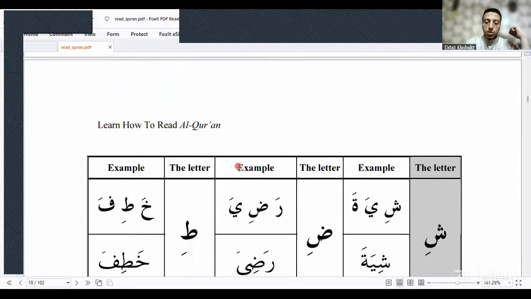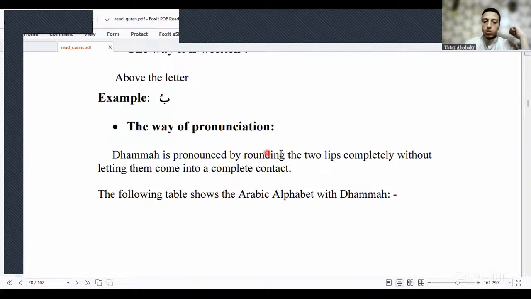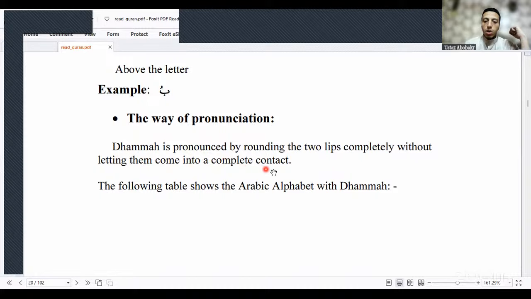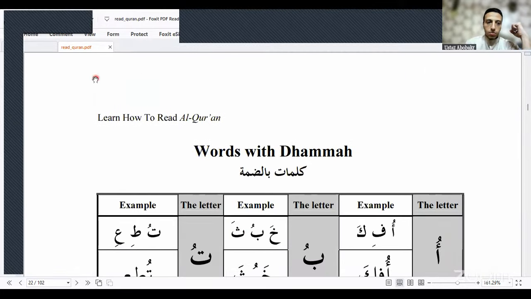After this, we have the sound of dhamma or the vowel dhamma. How do I say dhamma? Dhamma is pronounced by rounding the two lips completely without letting them come into a complete contact. How can we do this? This is basically circling the two lips, both of them, in a form of a circle, and that makes the sound of the letter kind of an oo sound, like bu, tu, thu, ju. We already know all of this, and I assume it's super easy, isn't it?